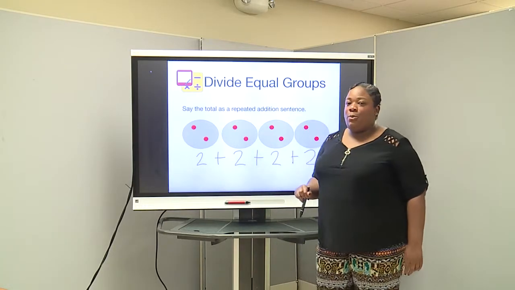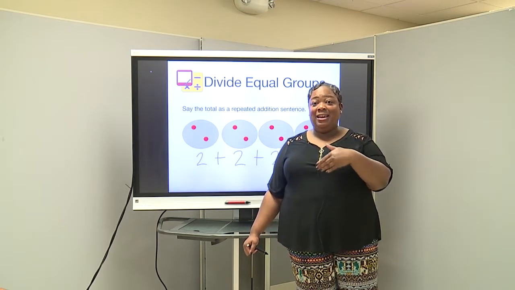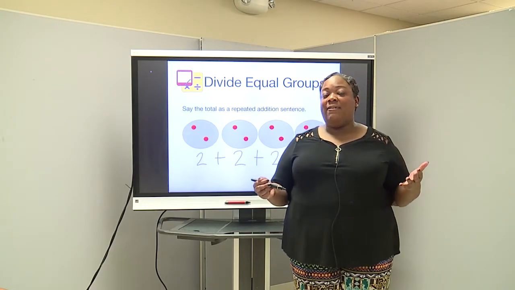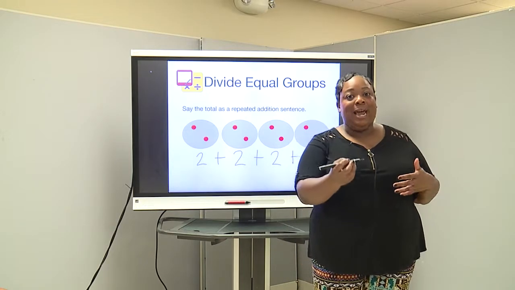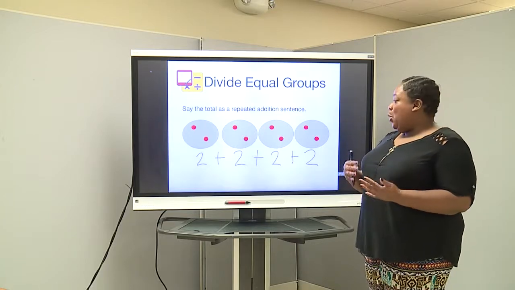Now I know in the first one we only had 2 numbers, but when we say repeated addition, we just mean that we're adding the same number over and over. It doesn't matter how many numbers we have, whether it's 2 or 10. Repeated addition just means you're adding the same number over and over, all right? So here we're adding 2 4 times, all right?